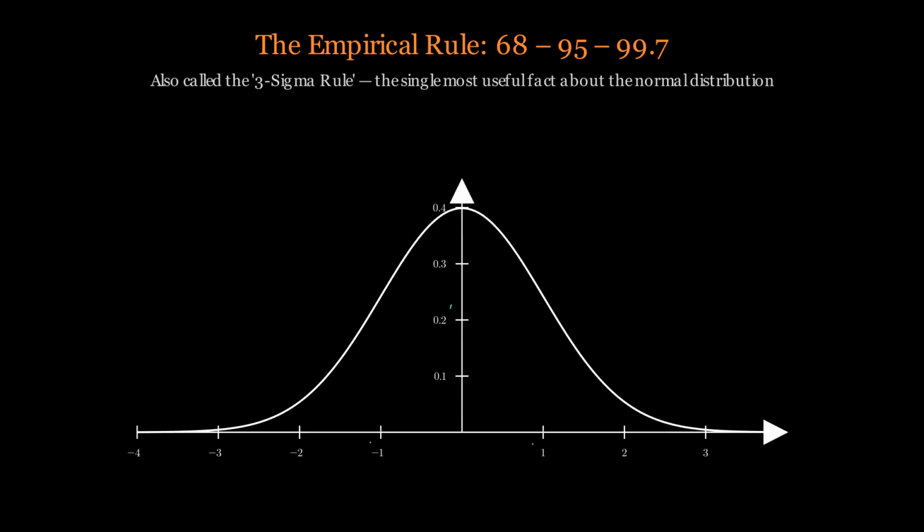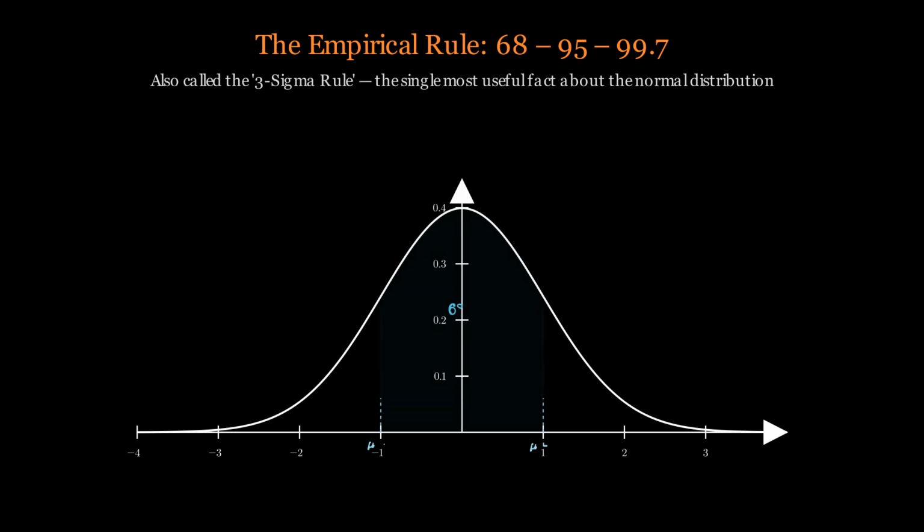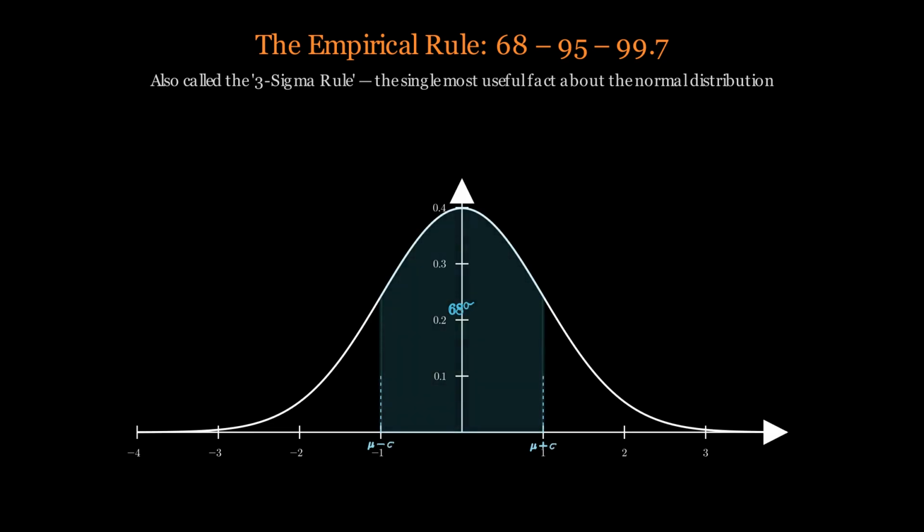Now we arrive at the crown jewel of the normal distribution. The empirical rule, sometimes called the 3 sigma rule. Within one standard deviation of the mean, between mu minus sigma and mu plus sigma, lies exactly 68.27% of all data. This is the blue shaded region you can see right now.